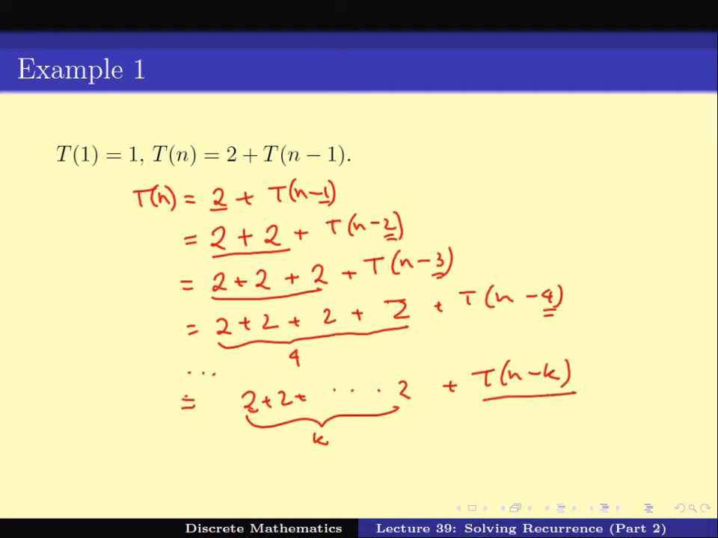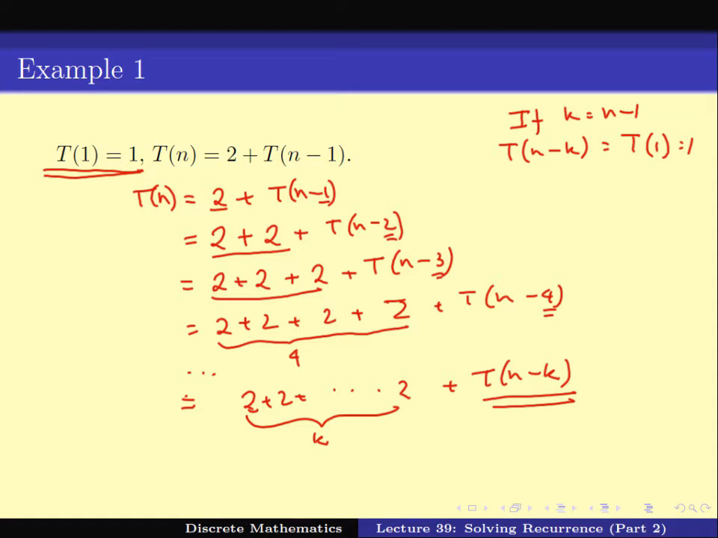Now this number will somehow have to vanish. The idea is that the initial value, T1 equals 1, gives us the hint. So we have to set k equals n minus 1, then T of n minus k equals T1, which is equal to 1. So I have to put this one as n minus 1.